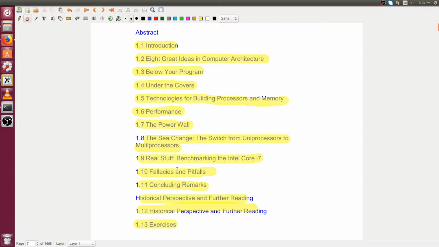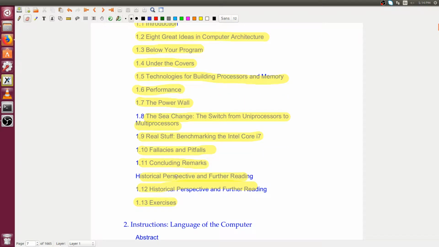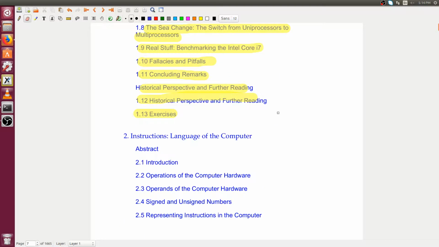Then there's fallacies and pitfalls, and there John Hennessy and David Patterson go over some common mistakes that people generally trip up on when they're first learning something like computer architecture. Then we went over some concluding remarks yesterday, and we skipped over some of the historical perspective because we already had a stream talking about the EDVAC, which is the first stored program computer. So that being said, we can go ahead and go to instructions, the language of the computer.